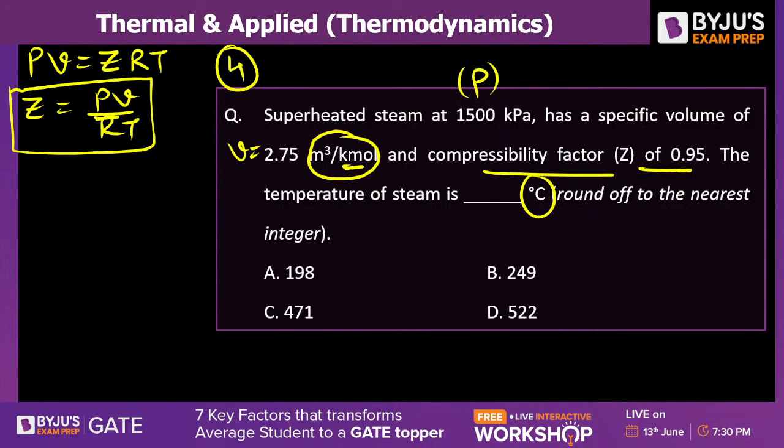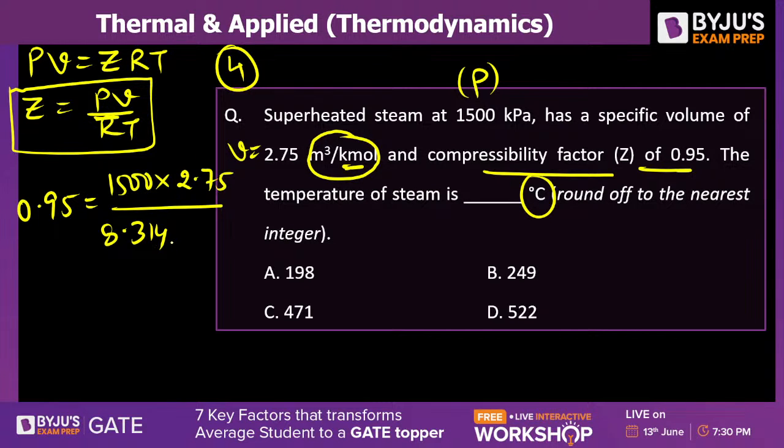If you put in the values, Z is equal to 0.95 is equal to pressure, 1500 kilopascal, into specific volume, 2.75 meter cube per kilomole, divided by 8.314 kilojoule per kilomole Kelvin into T. If you find the value of T, the temperature in Kelvin will come out to be 522 Kelvin. Please check and let me know if you are getting this temperature or not. 1500 into 2.75 divided by 8.314 divided by 0.95 is 522.26. Minus 273 will give you the temperature in degrees Celsius. It will be around 249.26.